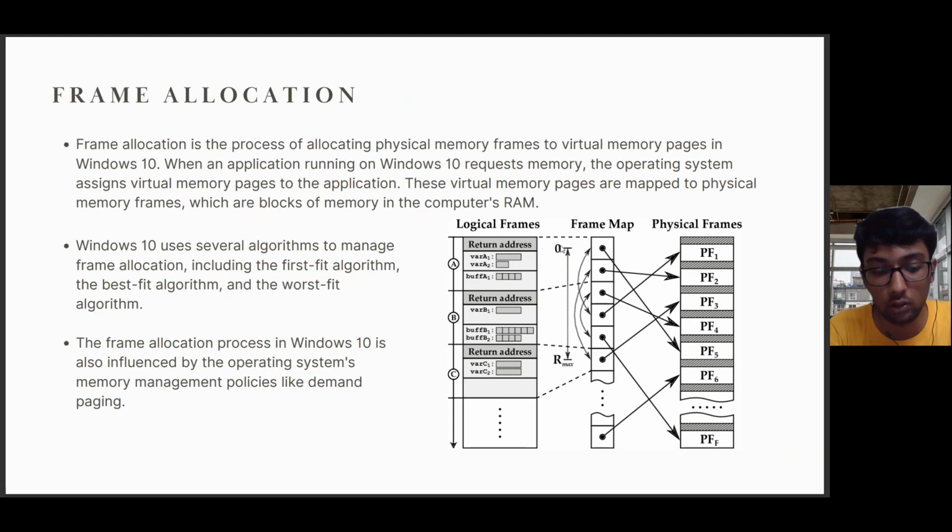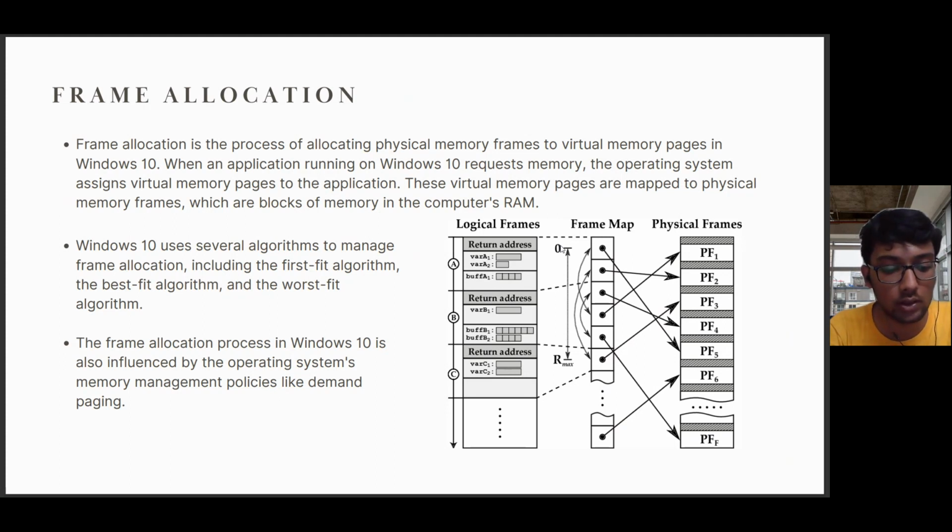Now let us look at frame allocation. In Windows 10, it involves assigning frames to the virtual memory pages. Frames are blocks of memory in the physical memory, which are mapped to the pages in virtual memory space. Windows 10 uses different algorithms like the first fit algorithm, the best fit algorithm, and the worst fit algorithm.